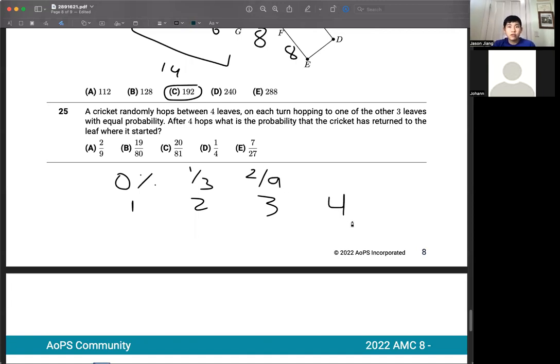For the final leap, if it is on its original leaf after 3, there's no way it can end on its original after 4. However, there's a 7/9 chance that it wasn't on the original leaf, and in that case, there's a 1/3 chance of jumping back to the original. So it's 7/9 times 1/3, which gives us 7/27. And there's the answer, E.